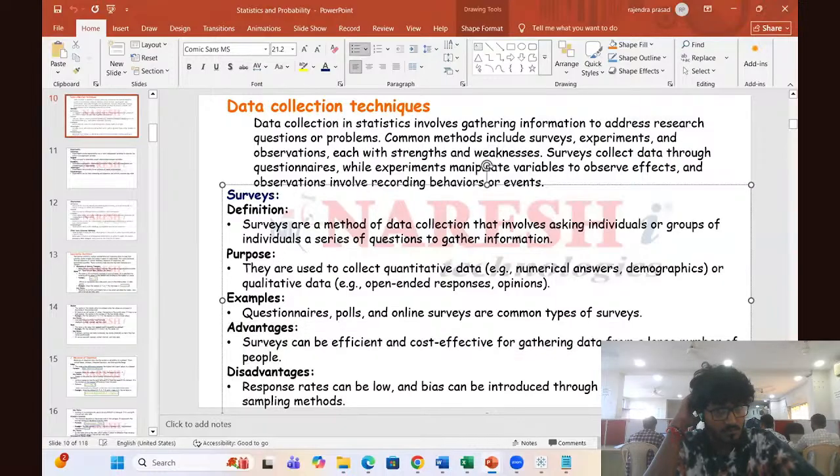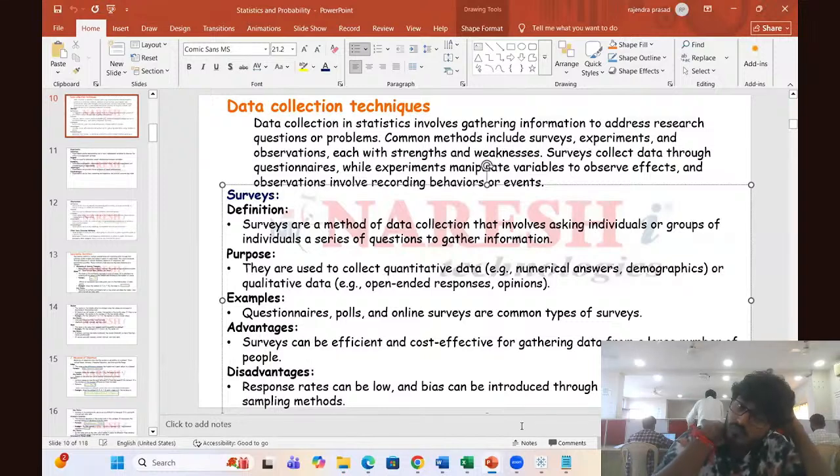Coming to the disadvantages, the response rate can be very low, and bias can be introduced through the question wording or the sampling method. See, I told you that I'll go and ask a set of questions. The way I'm asking the question may change the answer, right? See, I'm politely asking, what is your name? Hey, what is your name? See, the tone change is obvious. Instead of giving the answer to a simple question, it leads to a fight. Okay, so that's what I'm saying.